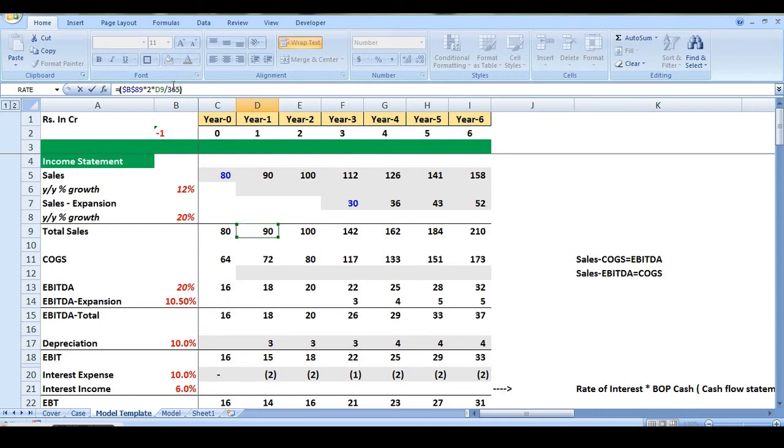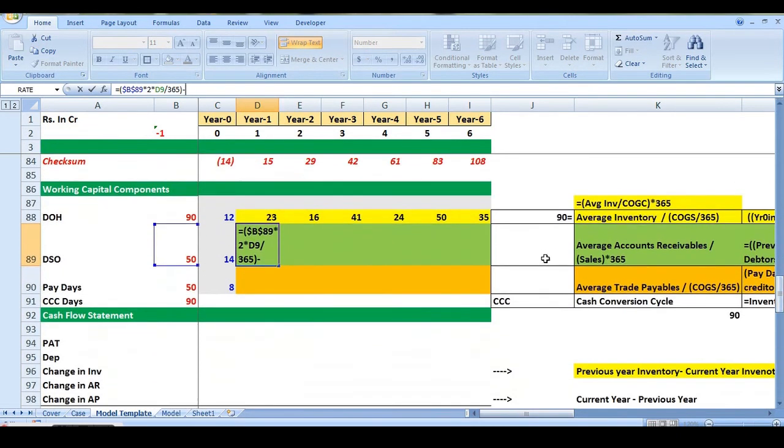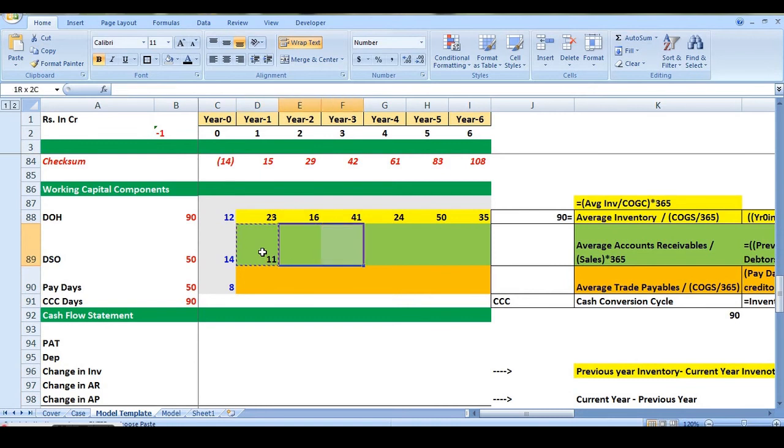Bracket complete, and from this entire value we deduct the previous year's debtors, which is available in the working capital calculation itself, which we are doing. We simply press equal to, and we can copy this formula and paste it further to get the rest of the values as you can see.